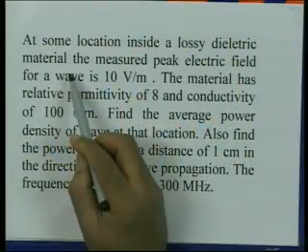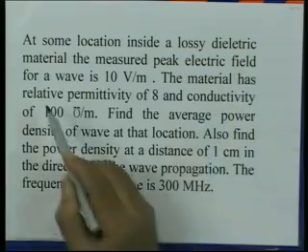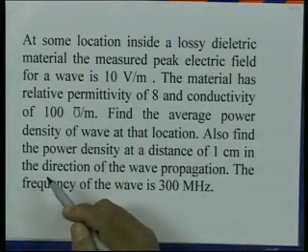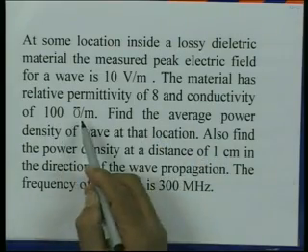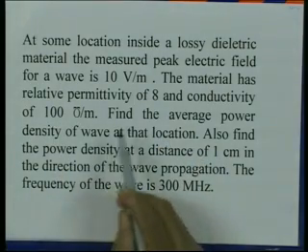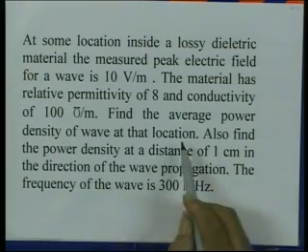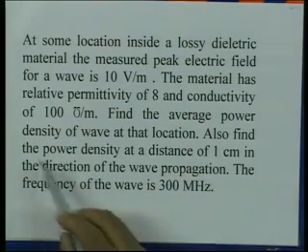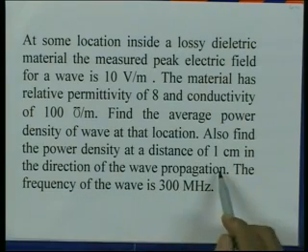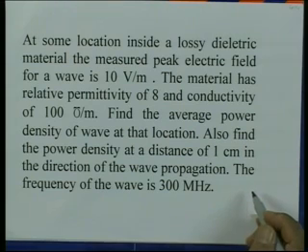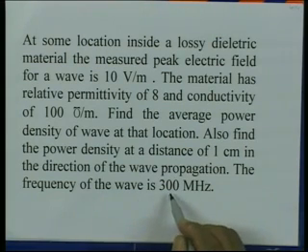Let us take one more problem. Let us say at some instant and some location inside a lossy dielectric material, the measured peak electric field of a wave is 10 volts per meter. The material has relative permittivity of 8 and conductivity of 100 mhos per meter. Find the average power density of the wave at that location. Also find the power density at a distance of 1 centimeter in the direction of wave propagation inside the material. The frequency of the wave is given to be 300 megahertz.